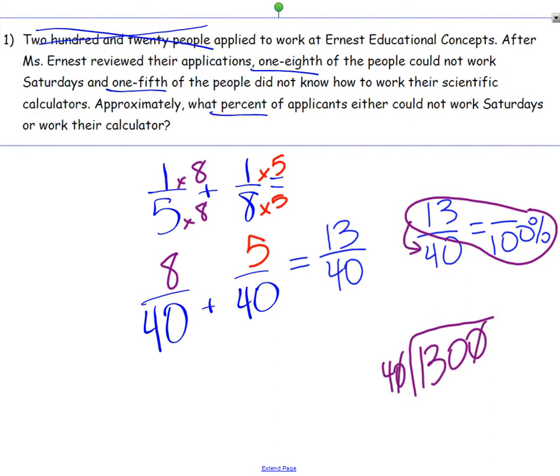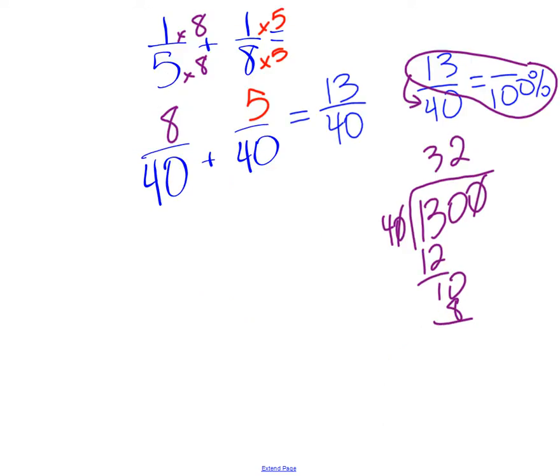We can drop 1 0. 4 goes into 13 3 times. 4 goes into 10 2 times. And we get 32.5%. Okay?